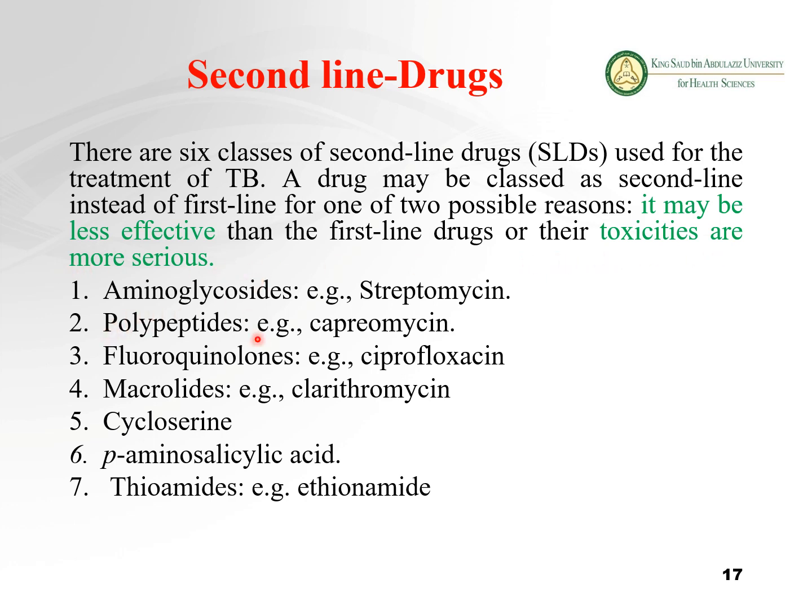So these are aminoglycosides, polypeptides, fluoroquinolones, macrolides. These are the different types of antibiotics which can be used as second line therapy for anti-tubercular drugs. These are only used when there is resistance to the first line drugs.